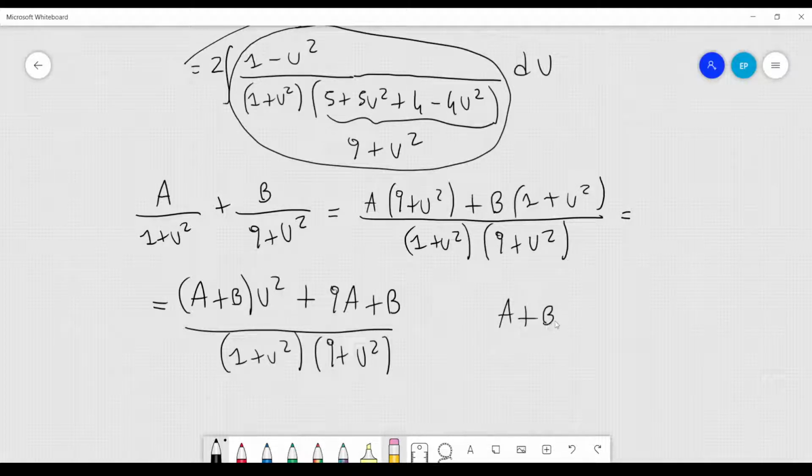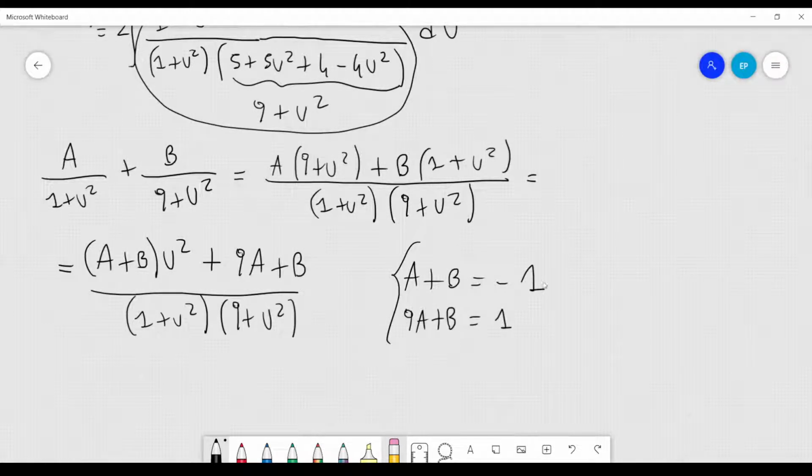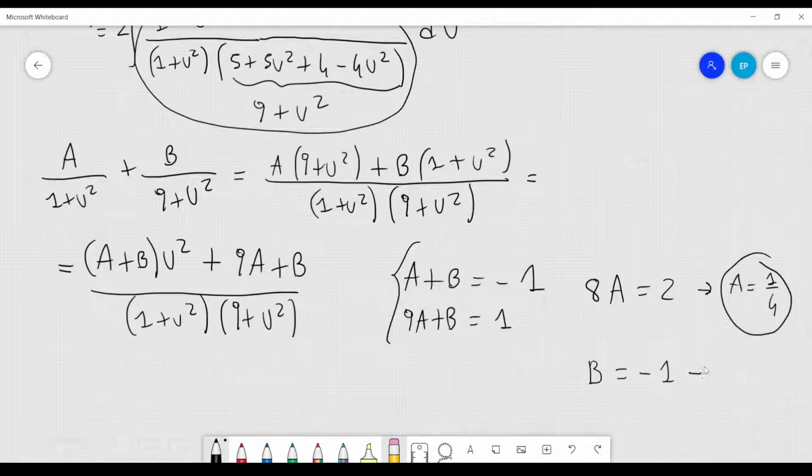So A plus B should be equal to minus 1, and 9A plus B should be equal to 1 from here. We have to solve this system of equations, and maybe we can subtract this equation from this one. So from that we get 8A equal to 2. So A should be equal to 1 over 4. If A is equal to 1 over 4, B is equal to minus 1 minus 1 over 4, which is minus 5 over 4. This is the other one.